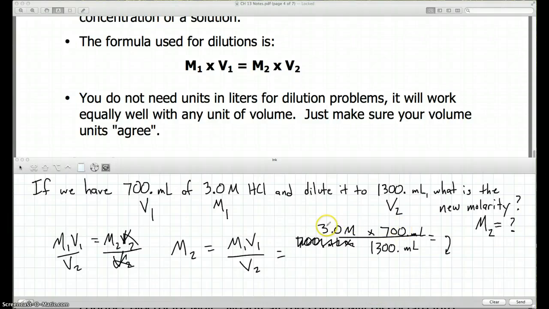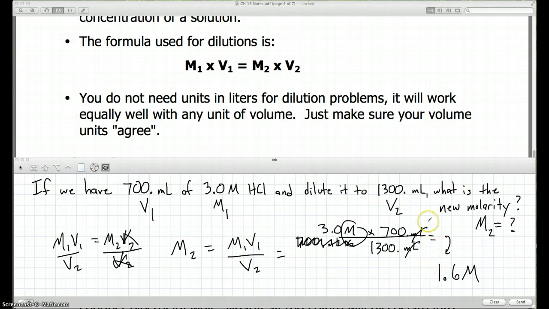With sig figs, I've got 2 sig figs here, 3 sig figs here, 4 sig figs here. You always go with the smallest number of sig figs, so 2 sig figs. My answer should be 1.6. Notice the milliliters and the milliliters cancel here, and the only thing left is molar. So 1.6 molar. That makes sense because I was looking for a molarity. The question's asking for a molarity.